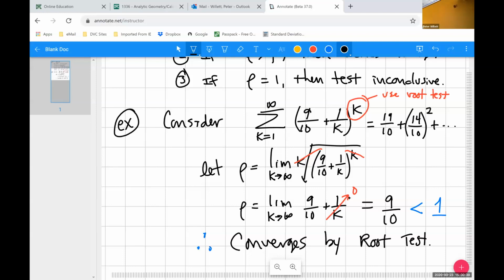So yeah, the root test can be keyed into, oh, hang on a second.